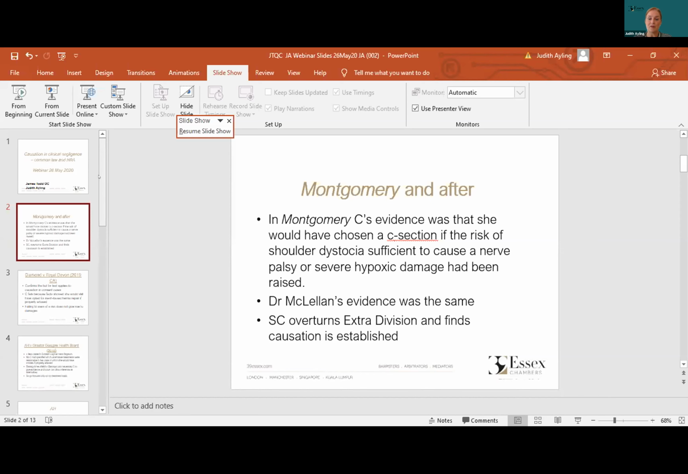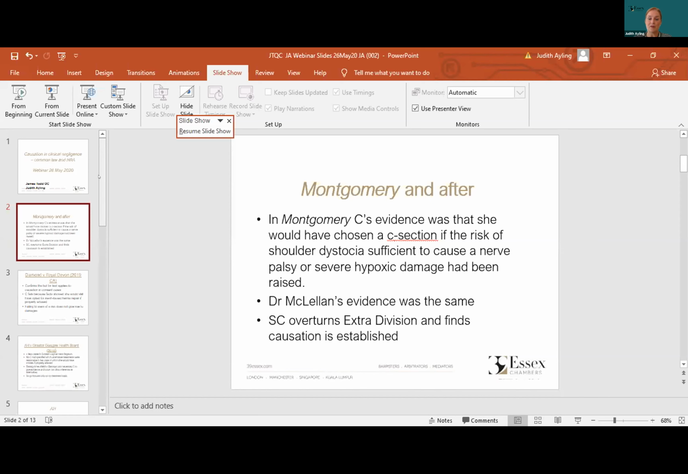There are quite a lot of first instance decisions on Montgomery now, and in fact, Montgomery consent cases have been to the Court of Appeal a number of times. So I'm just going to summarise the position as I now understand it to be. So Diamond and Royal Devon went to the Court of Appeal in 2019. It firmly confirms that the but-for test applies to causation in consent cases.